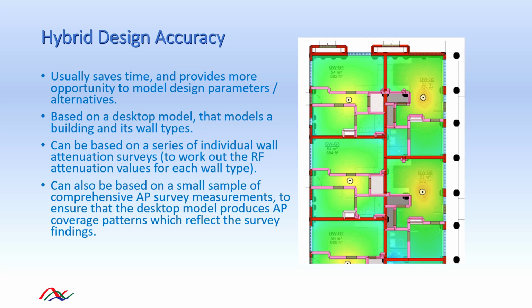So you may opt for a hybrid design because it usually saves time and provides more opportunity to model design parameters and alternatives. It's based on a desktop model that models the building and its wall types. It can be based on a series of individual wall attenuation surveys where different wall types are measured so that their RF attenuation or losses can be built into the model of the building. It can also include a small sample of comprehensive AP survey measurements to ensure that the desktop model is producing AP coverage patterns which reflect the survey findings.